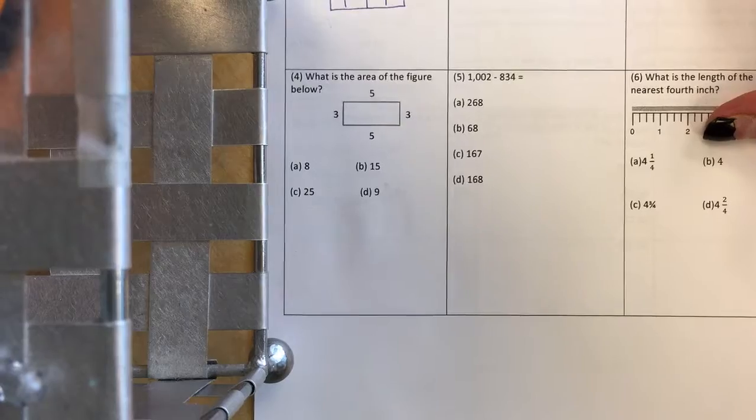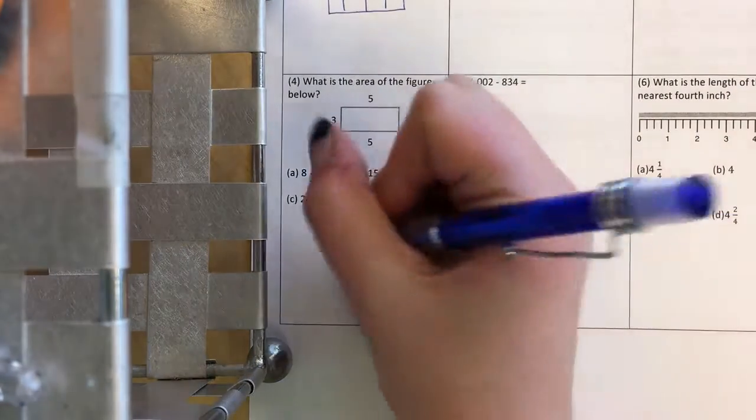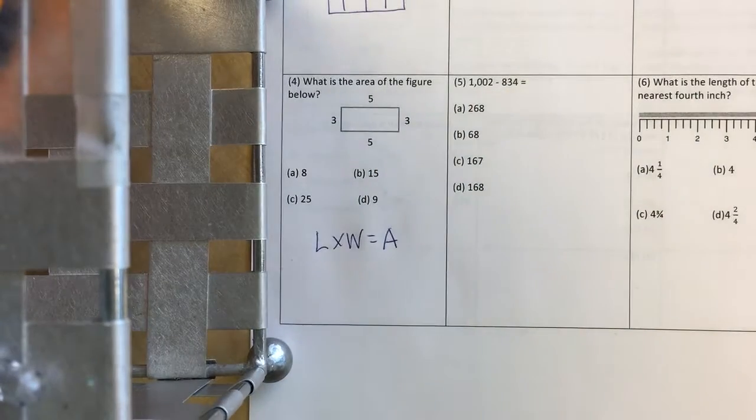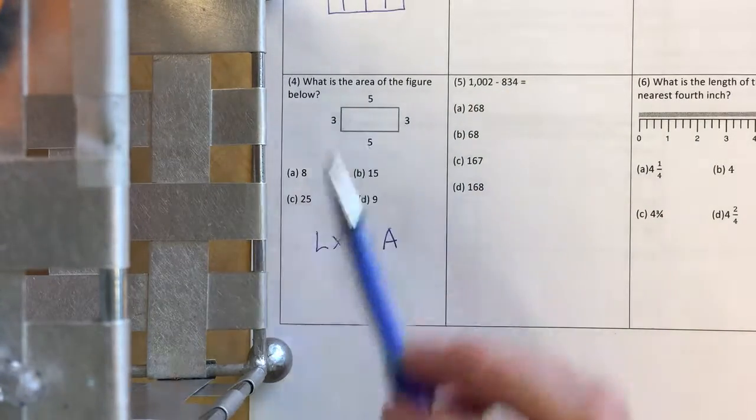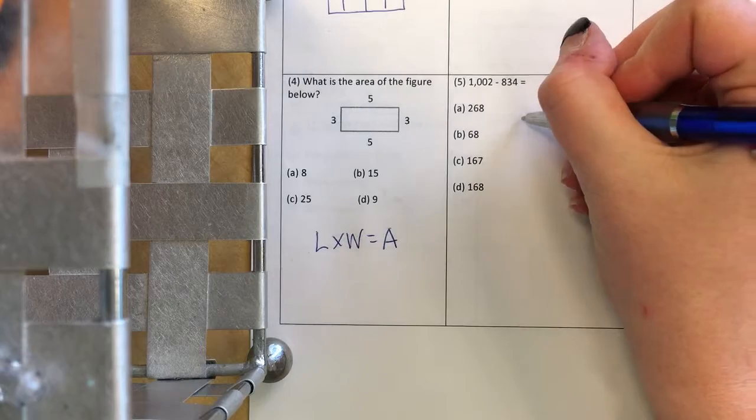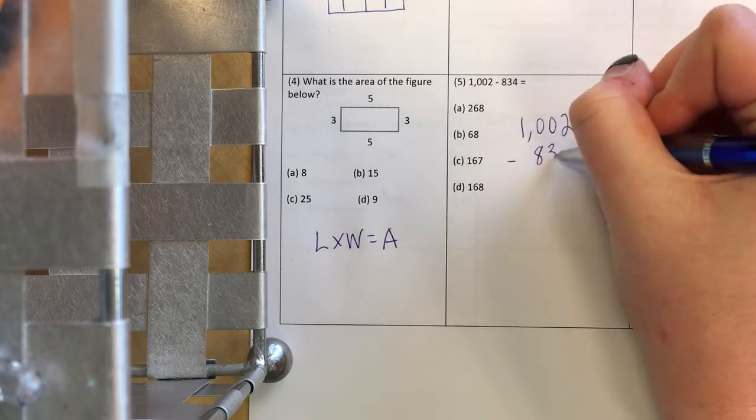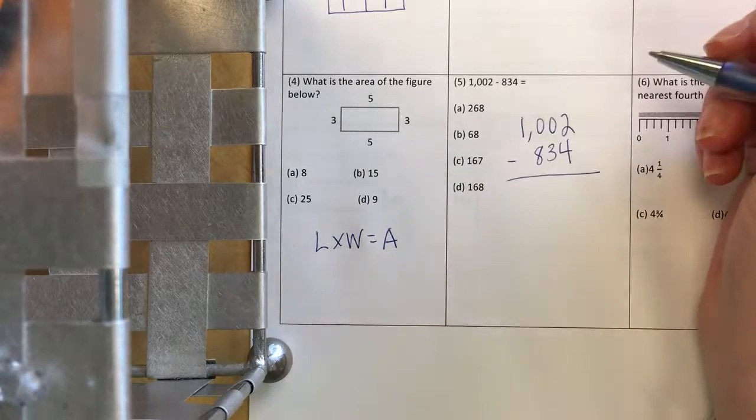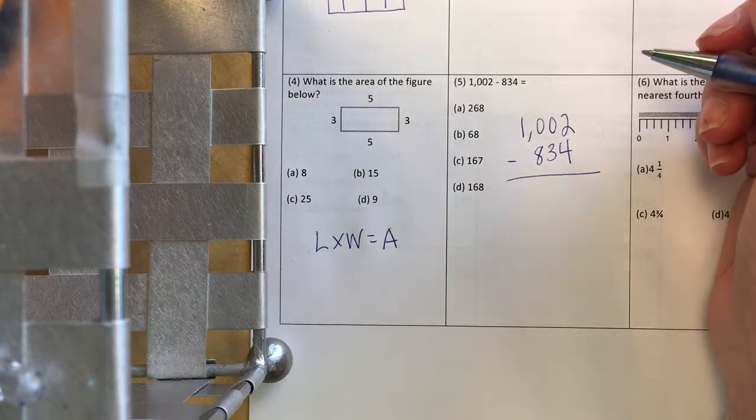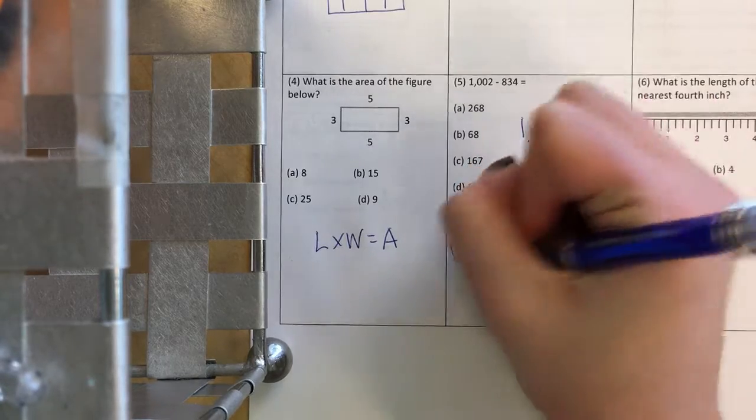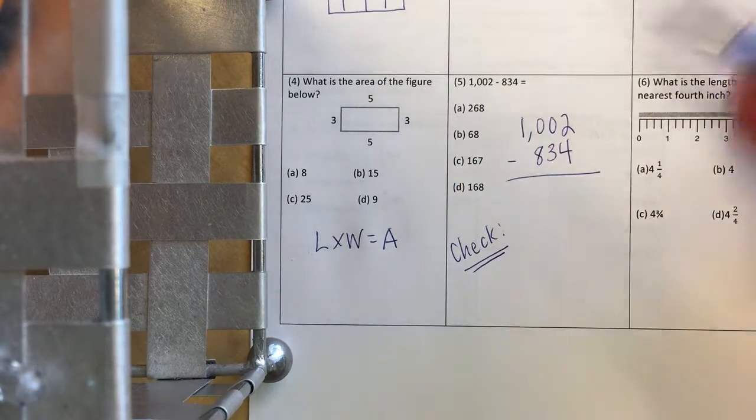give us our fraction. For number 4, we're looking for the area of this rectangle. We know length times width equals area, so we can use this equation to figure it out. Number 5 is a pretty straightforward subtraction problem. We are regrouping over zeros, so please make sure you're taking your time and then also checking your work using addition so that you know for sure that you have the correct answer.